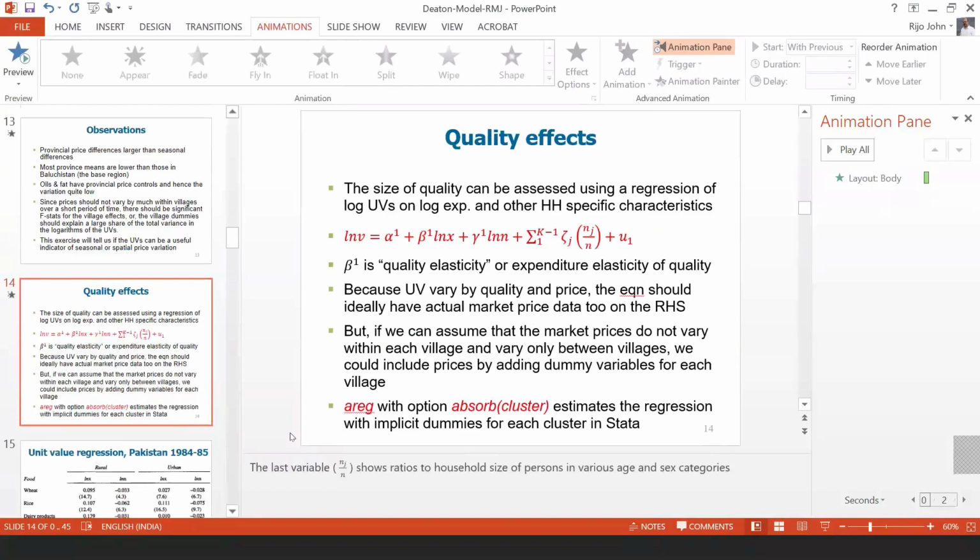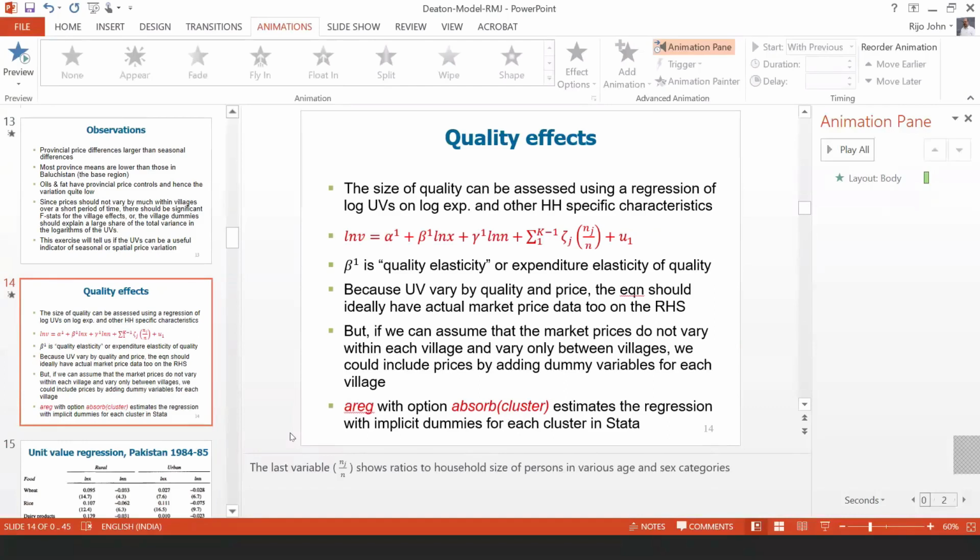So let us look at the quality effects in a bit more detail. The size of quality can be assessed using a regression of log unit values on log expenditure and other household specific characteristics. This is how it is modeled by Deaton in his book, The Analysis of Household Surveys, a very famous book which discusses many issues around household budget surveys. Chapter 5 in that book is entirely dedicated to this particular model. So you can see how he tries to model quality empirically here.